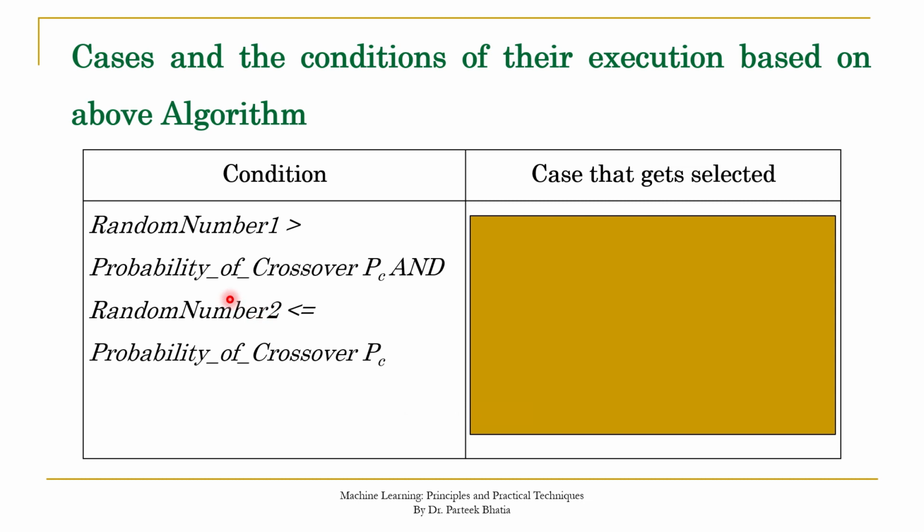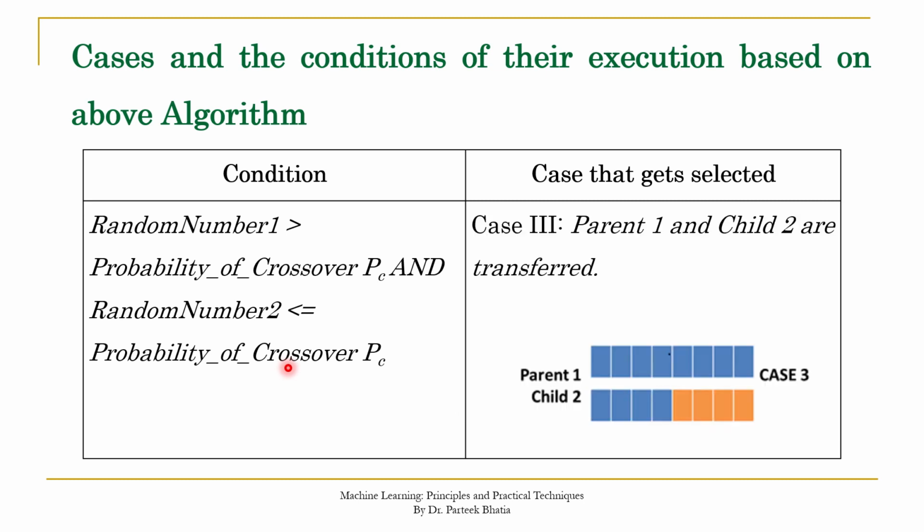Let us consider this situation. In this case, probability of crossover is less for random number 1, while probability of crossover is more for random number 2. In this case, from the first condition, parent 1 will be selected, while from the second condition, child 2 will be selected. So in the next population, we will have parent 1 and child 2, because random number is more than probability of crossover for the first parent. So parent will be selected, while in the second case, child will be selected. So parent 1 and child 2 will be passed to the next generation.